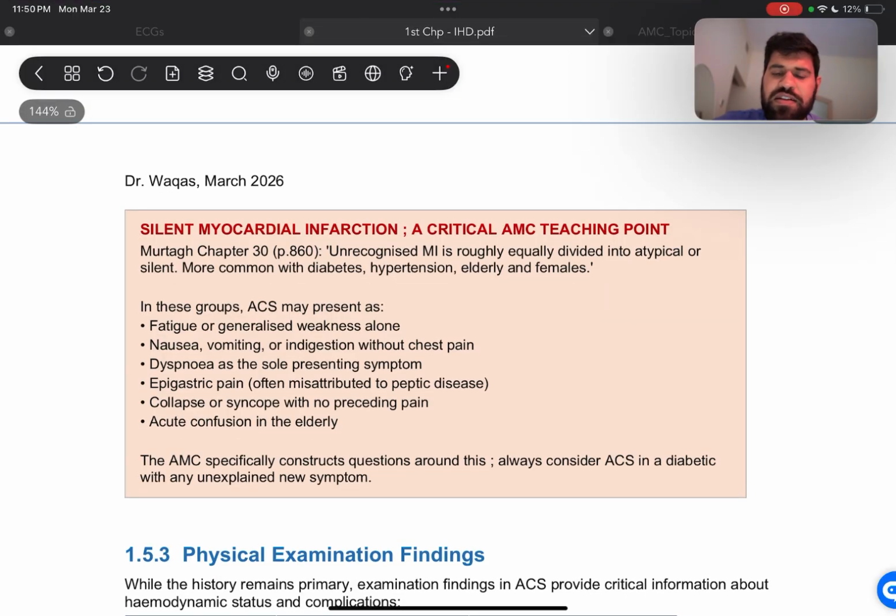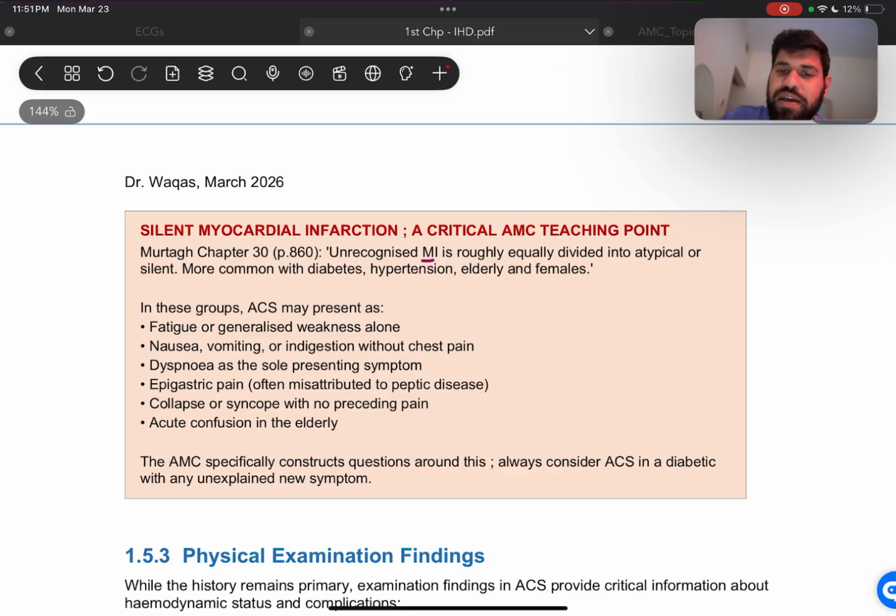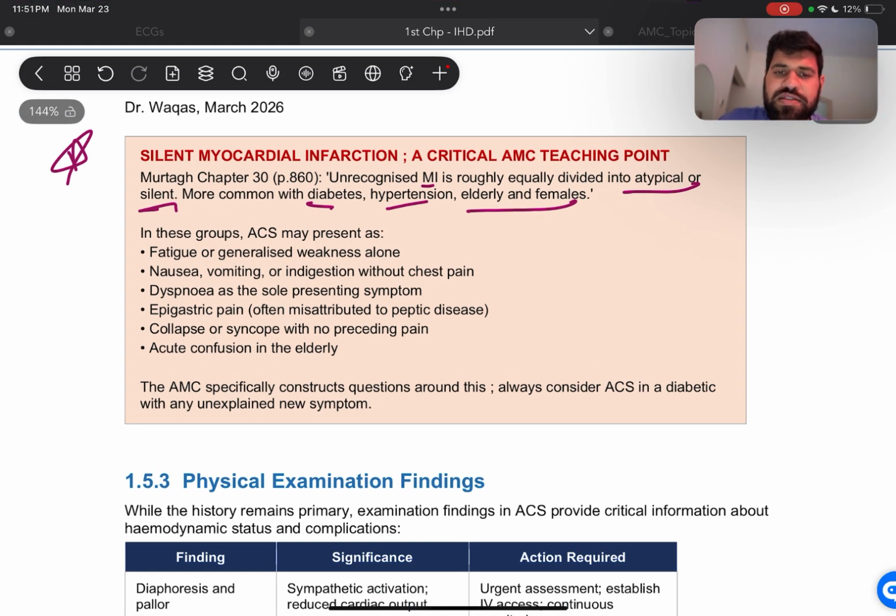All right. Now silent MI is a critical AMC teaching point. Unrecognized MI is roughly equally divided into atypical or silent, and more common in diabetes, hypertension, elderly, and female. All right. Important. In this group, ACS may present as fatigue or generalized weakness alone, nausea, vomiting, or indigestion without chest pain, because these groups, hypertension, diabetes, and elderly, are already taking other medications. So for them, pain may not be the presenting factor. It could be a lot of these other factors. All right. So fatigue, generalized weakness alone, nausea, vomiting, dyspnea, epigastric pain, collapse, or syncope. That's why I went over this whole list, because it could be that the patient does not present with pain.